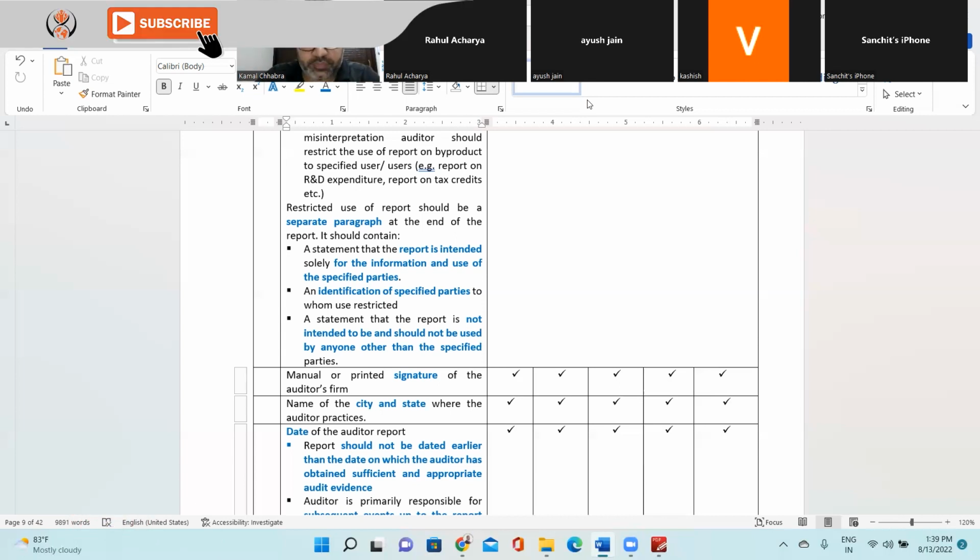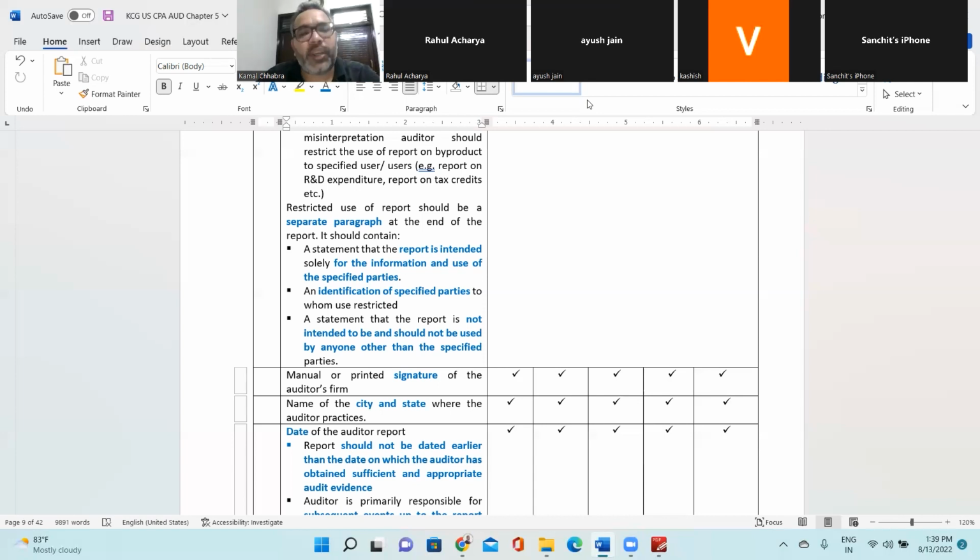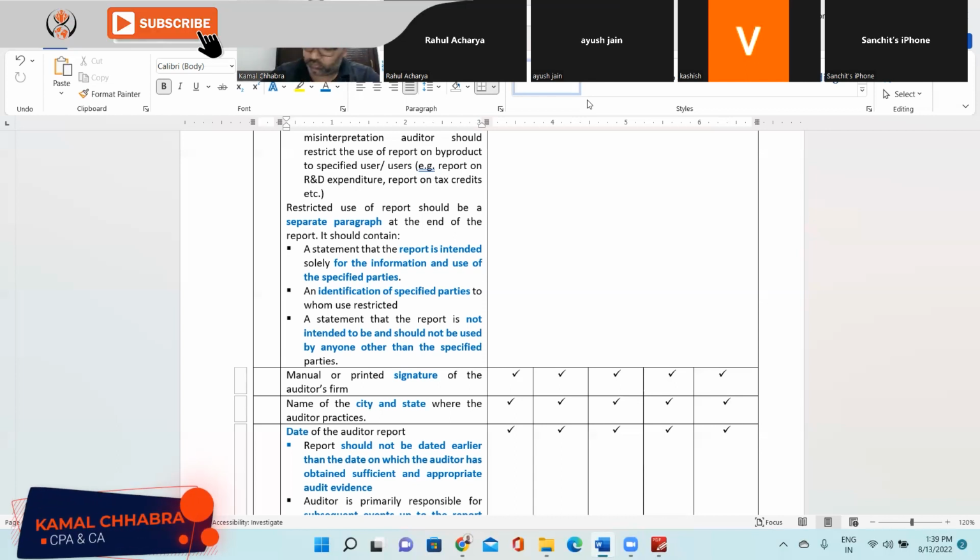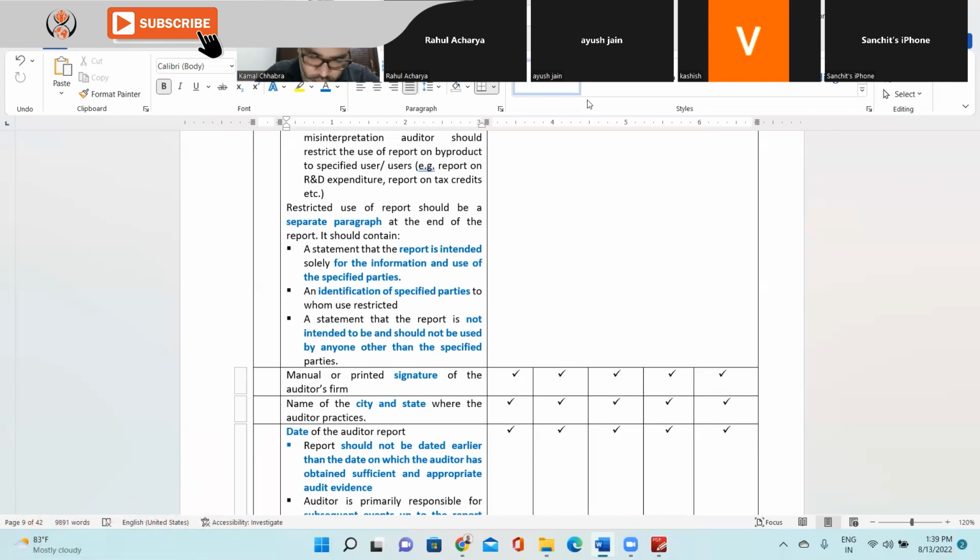In that scenario, the EY India audit report should clearly mention the restricted use of the report. In that paragraph, they need to mention a specific statement that our report is intended solely for the group reporting of Amazon's consolidated financial statement and should be used by EY US only. But sir, the EY India audit for the Indian operations would be for the general users as well, right?